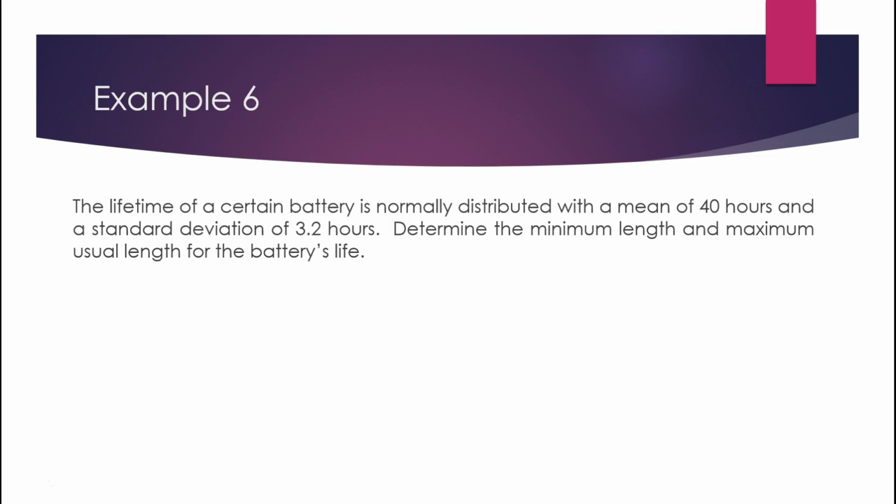The next question: the lifetime of a certain battery is normally distributed with a mean of 40 hours and a standard deviation of 3.2 hours. Determine the minimum length and maximum length that are usual for the battery's life.